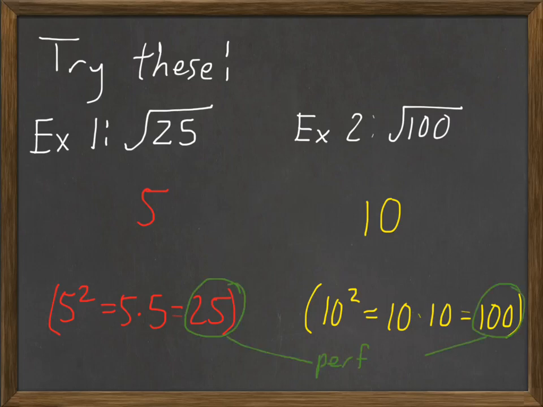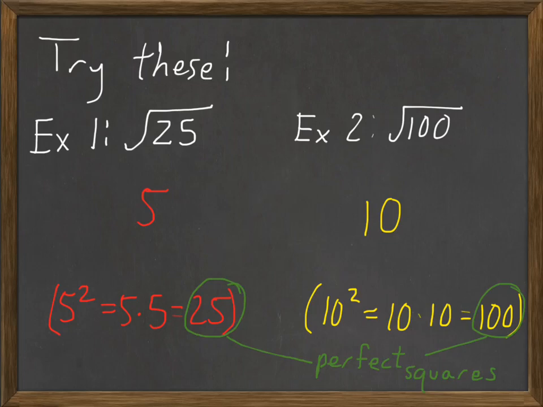Numbers like 25 and 100 are called perfect squares because they're a result of multiplying an integer like 5 or 10 by itself. Some other perfect squares would be 1, 4, 9, 16, and so on.